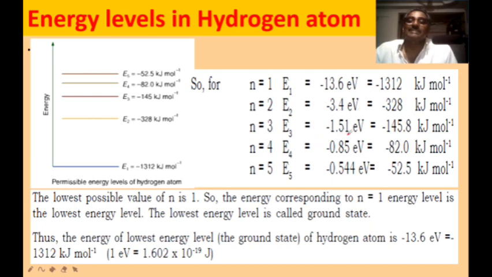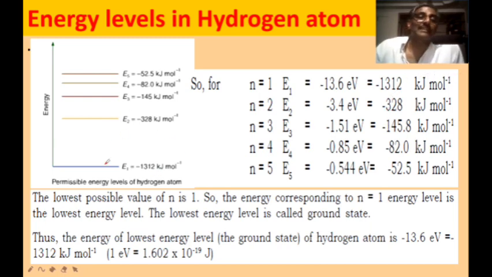For n is equal to 3, the energy is minus 13.6 by 9, that is minus 1.51 electron volts. And for n is equal to 4, it will be minus 13.6 by 16, that is minus 0.85 electron volts, and minus 0.544 electron volts for n equal to 5. In kilojoules per mole, these are the values.